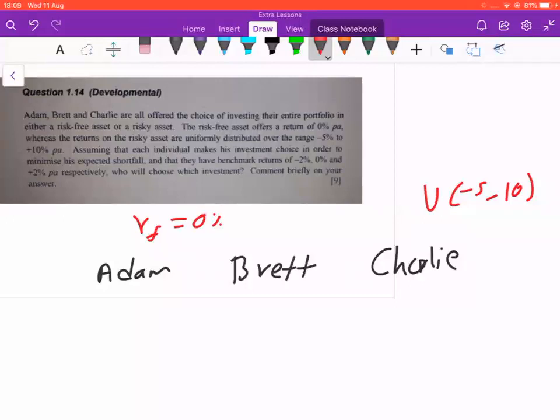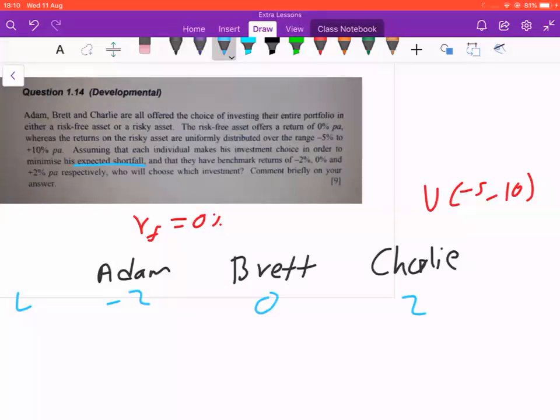So assume that each individual makes his own investment choice in order to minimize his expected shortfall. They're looking at the expected shortfall, and they have benchmarks. The benchmarks are going to be -2%, 0%, and 2% respectively. Who will choose which investment, and comment briefly.